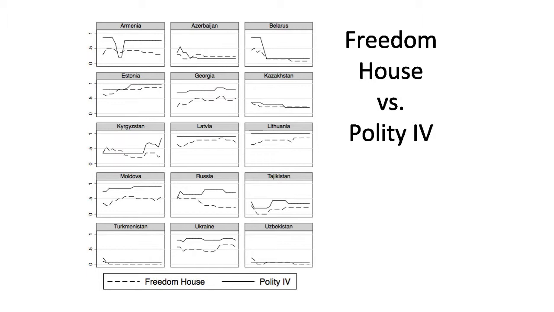And there are a number of countries where the measures are basically in agreement. Can anybody see a pattern? Which are the cases where there's the most agreement? Belarus, Azerbaijan. So we have Belarus to some extent, right? Not in the beginning. Azerbaijan, we have Turkmenistan, Uzbekistan, Tajikistan, Latvia, Lithuania, okay?